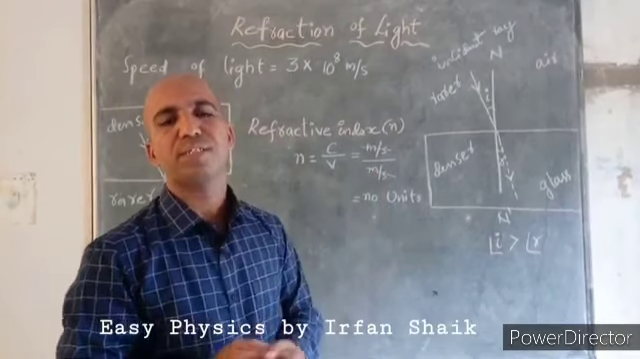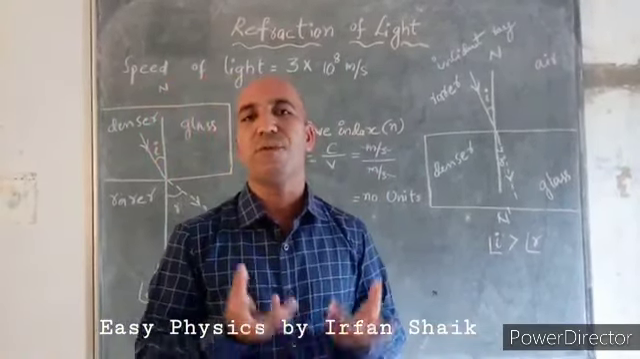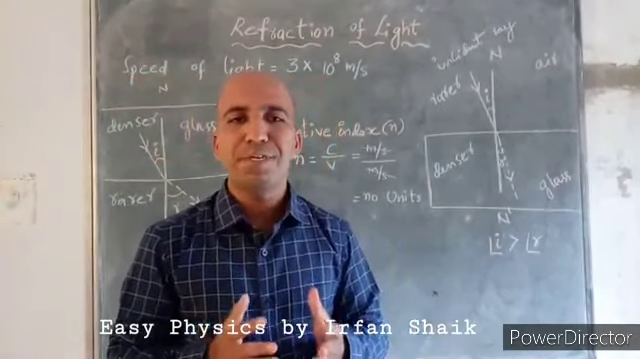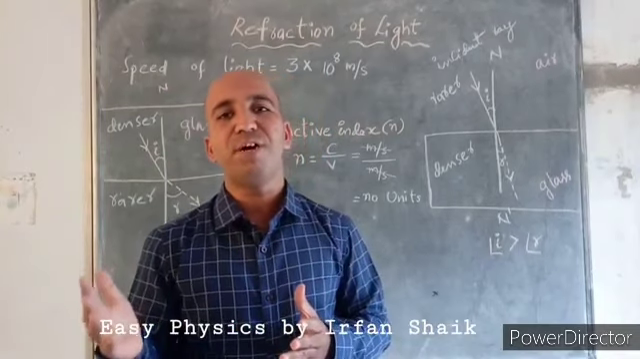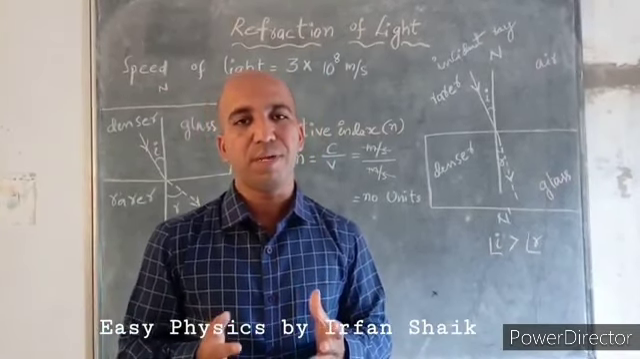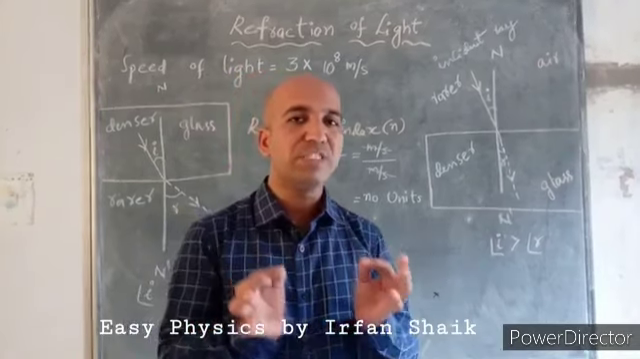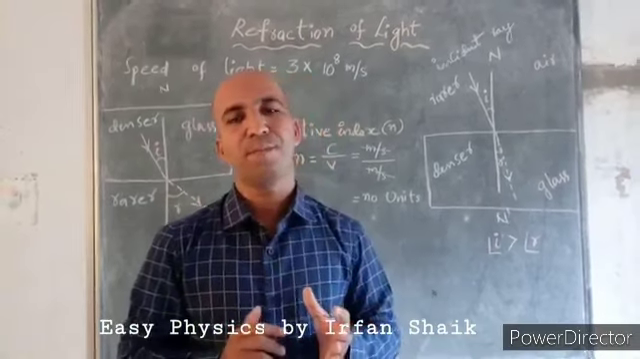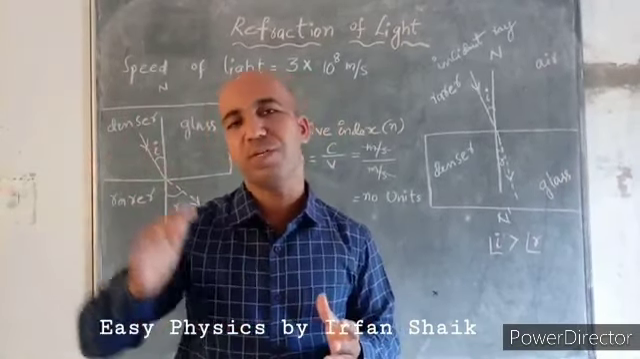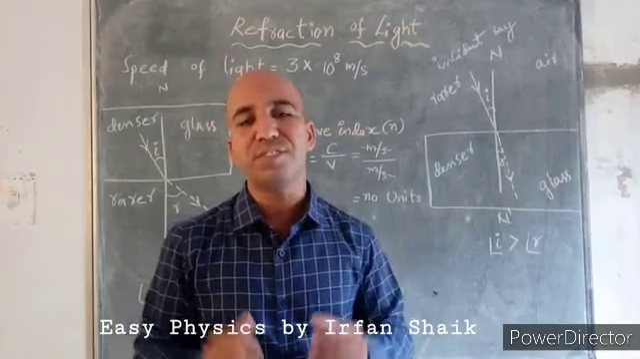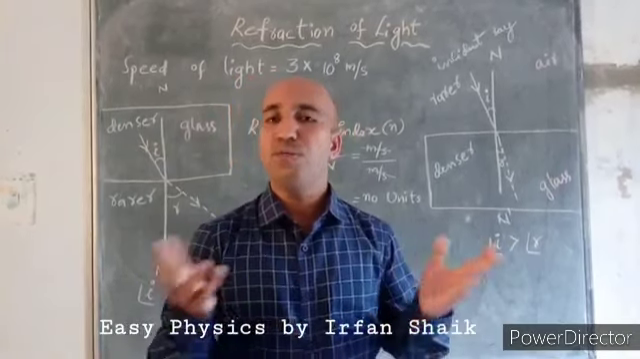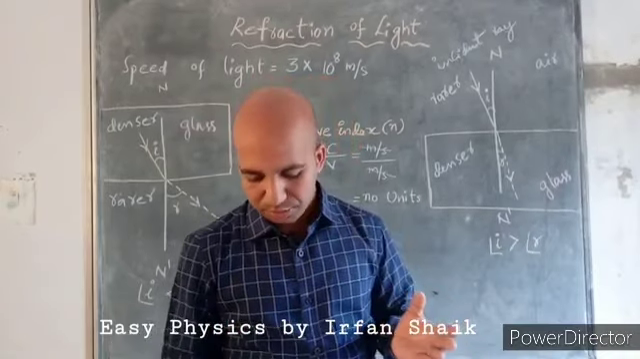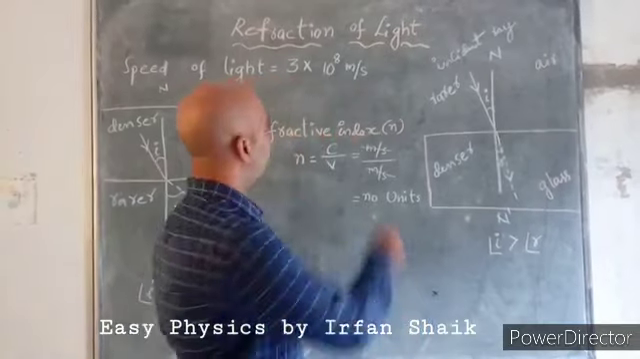Now, how this refractive index helps us to understand the nature of a material. So, as the refractive index of a material increases, the speed of light decreases. That means the material which has very less refractive index, the speed of light is very high in that material. If the material has very high refractive index, the speed of light is very less in it. For example, if you take air, the refractive index of air is 1.0003.